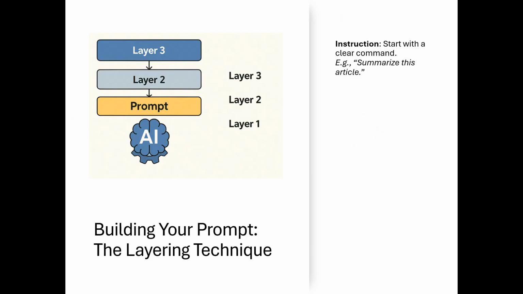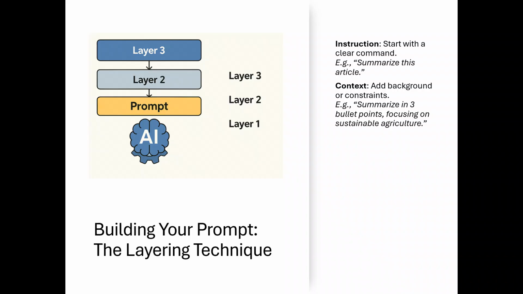So, in this layering technique, you start with perhaps hopefully a clear command, such as you found this article online and you'd like AI to summarize it. So, you've asked, summarize this article. But then you can actually do a bit better. You can give it some context. So you add some background or constraints. So, for example, instead of just summarize this article, you can ask it to summarize in 3 bullet points, focusing on, let's say, sustainable agriculture. Perhaps that's what the article has in it.